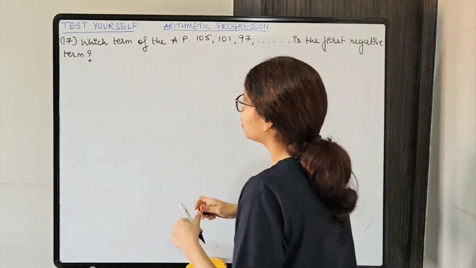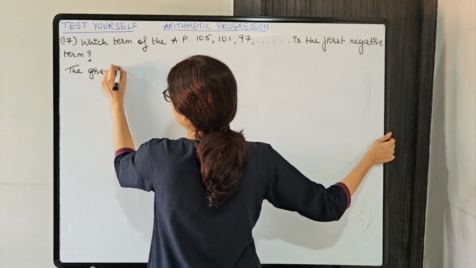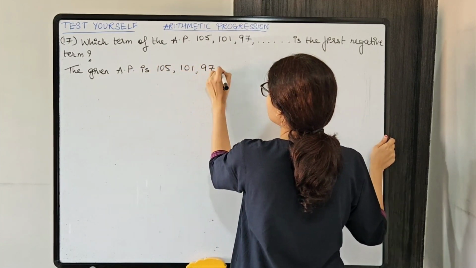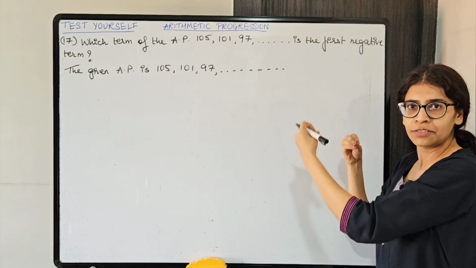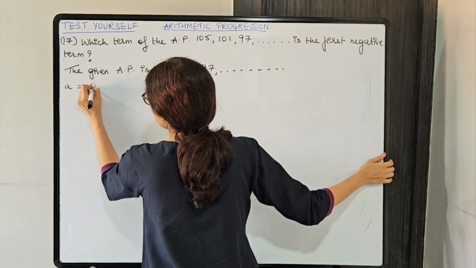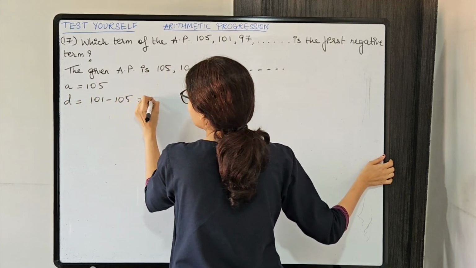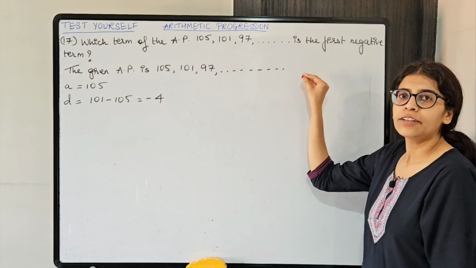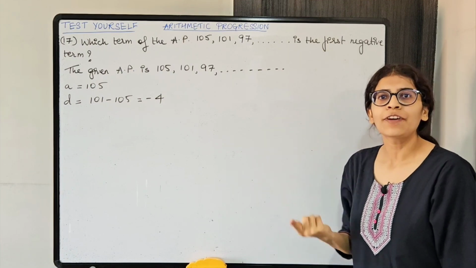Okay. So the given AP is 105, 101, 97 and so on. You can see it is a decreasing AP, so in a decreasing AP ultimately a negative term will come, right? So A, that is first term, is 105. D is 101 minus 105, that is minus 4. Okay. We have to find out which is the first negative term of the AP.